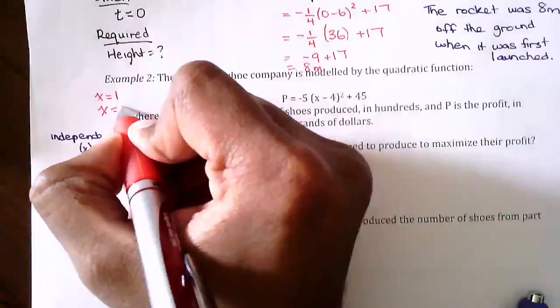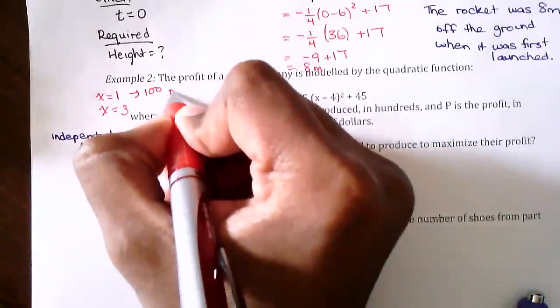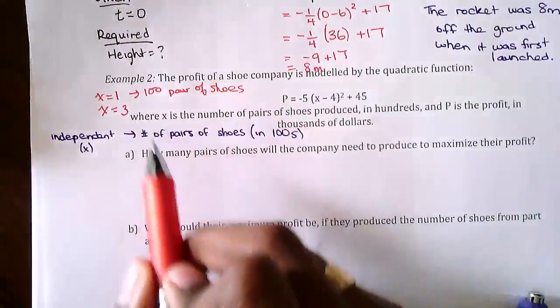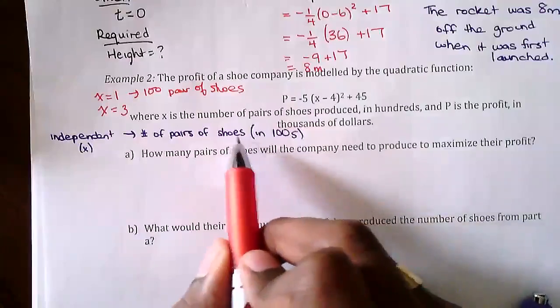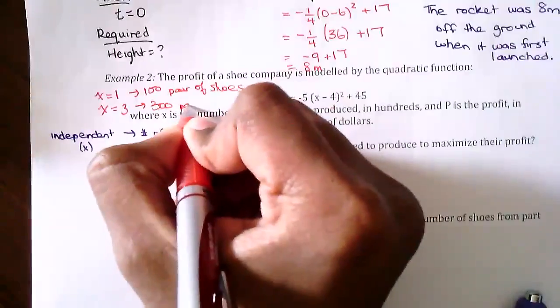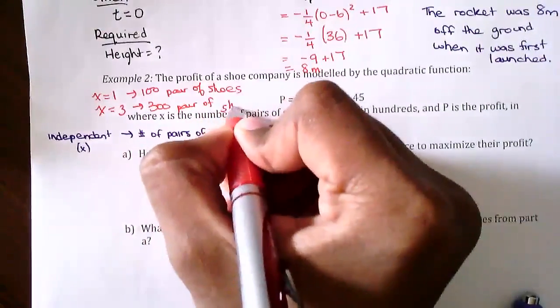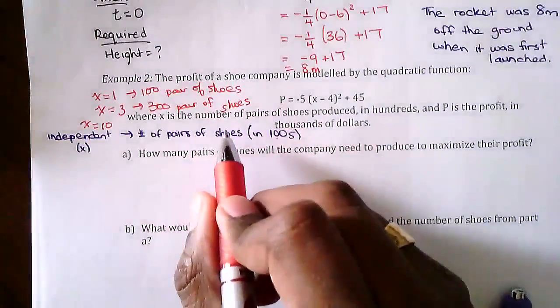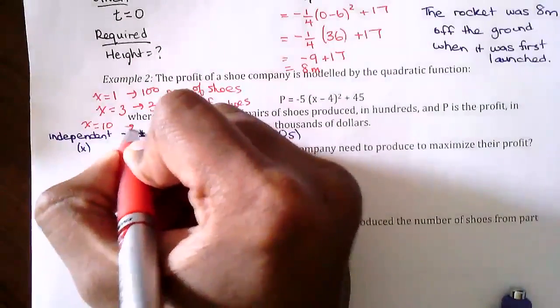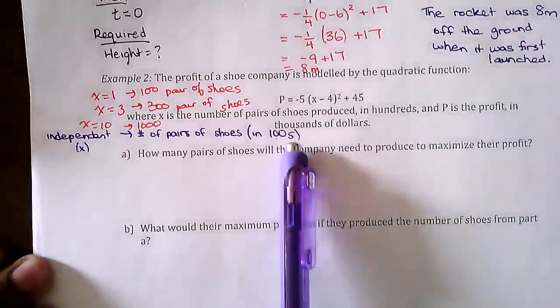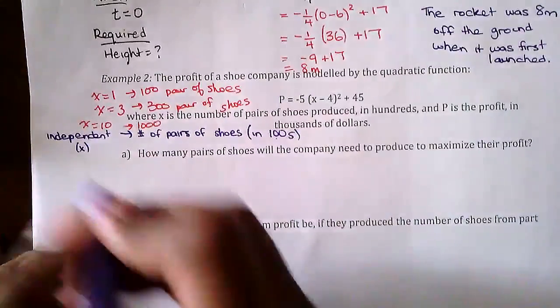Similarly, if x is equal to 3, it doesn't mean I produce 3 pairs of shoes. It means I produce 300 pairs of shoes. Similarly, if x is 10, it means I produced 10 hundreds, which is the same thing as 1,000 pairs of shoes. So you do always need to look at that unit because in this case, it matters. Or in every case, it matters.